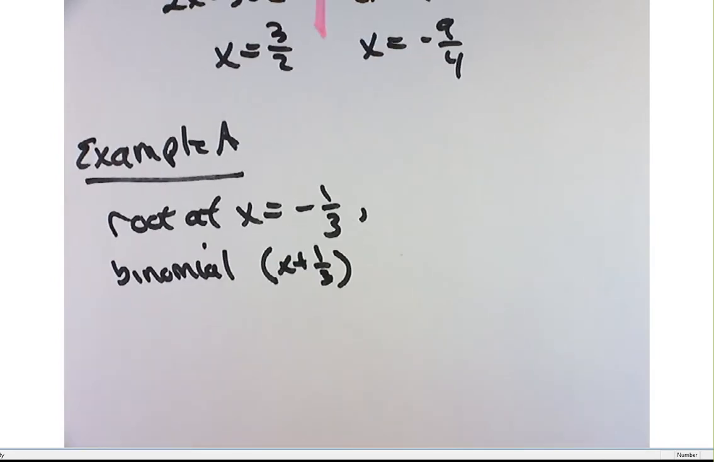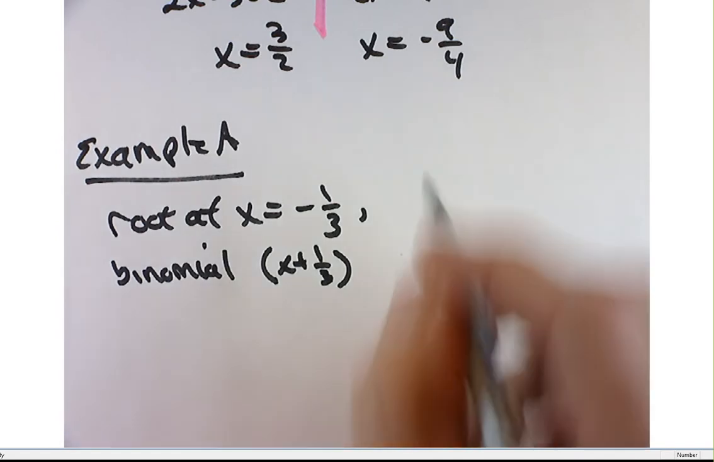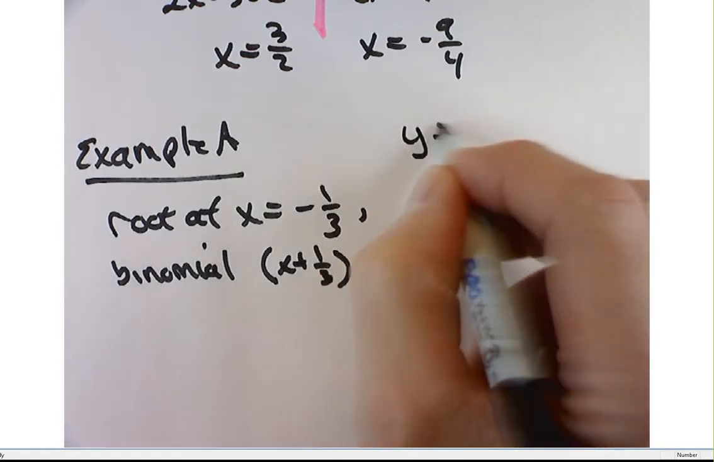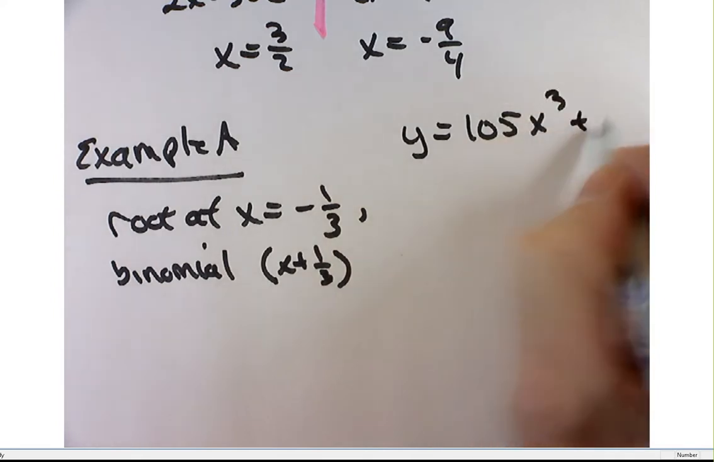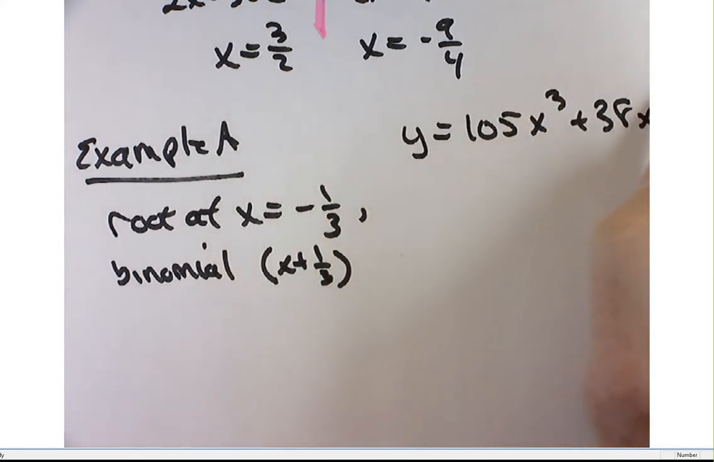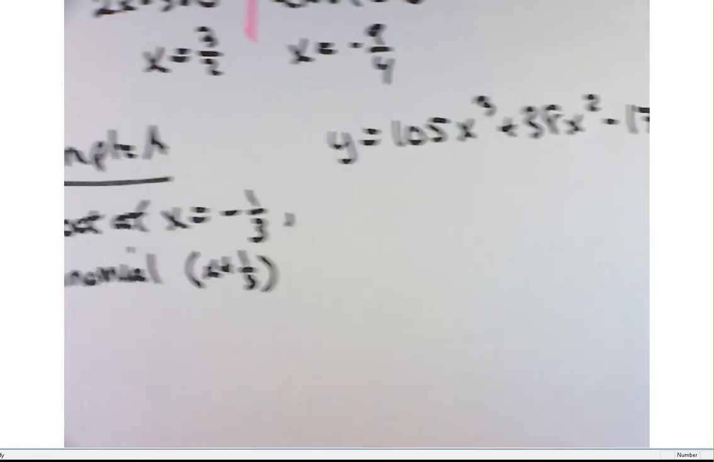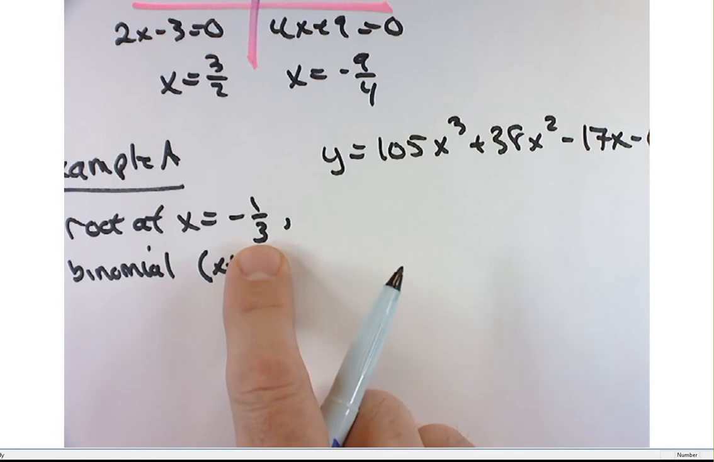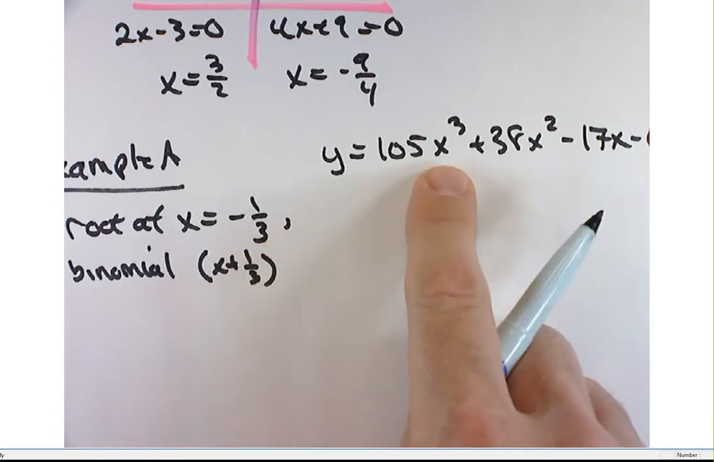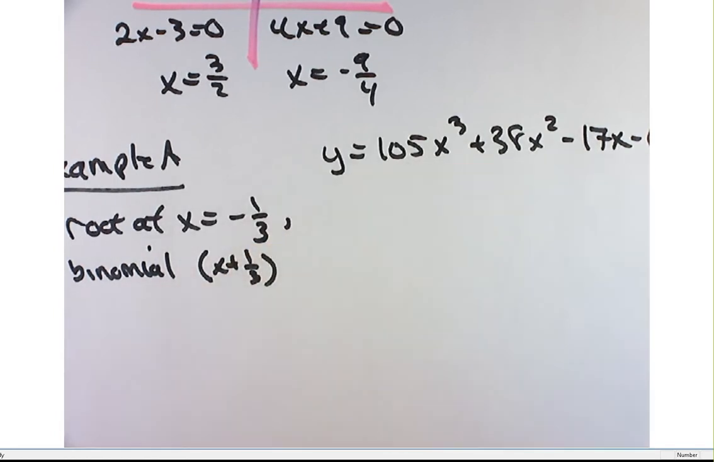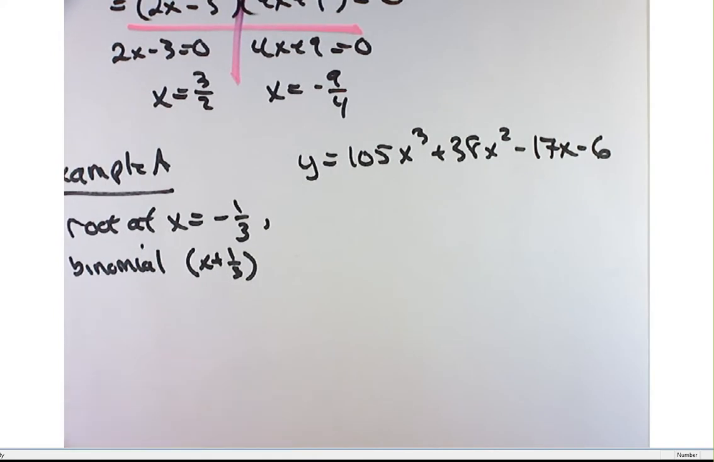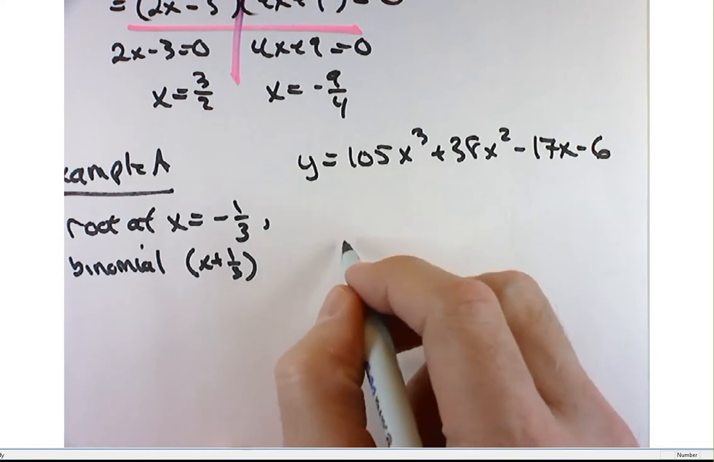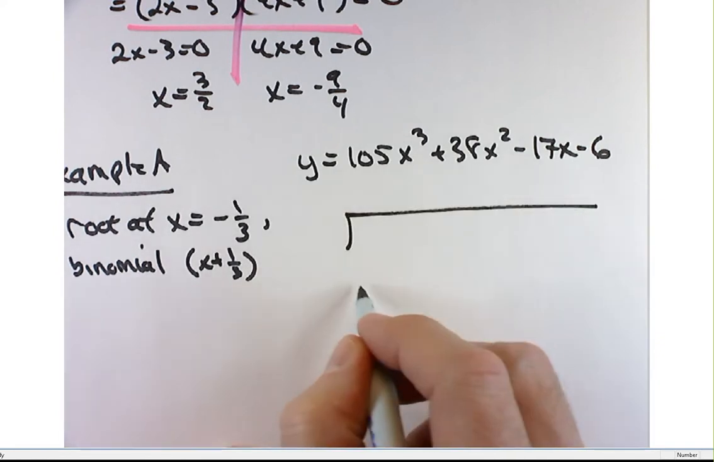Now, if negative 1/3 is actually a root, let's write what y is. It's 105x to the third plus 38x squared minus 17x minus 6. If negative 1/3 is a root, what would happen if I put it into the polynomial? What should I get? 0. Should get 0. Now, the smart thing to do is to test that with synthetic division.